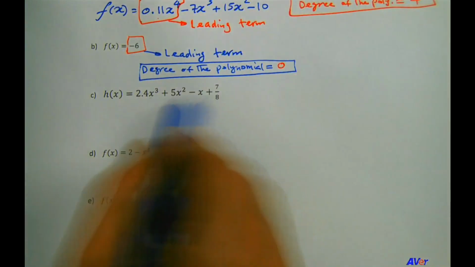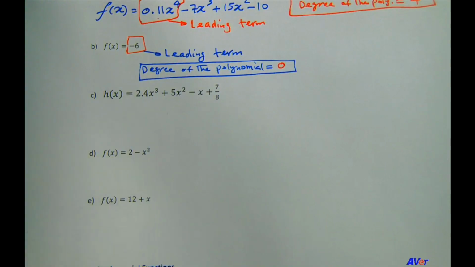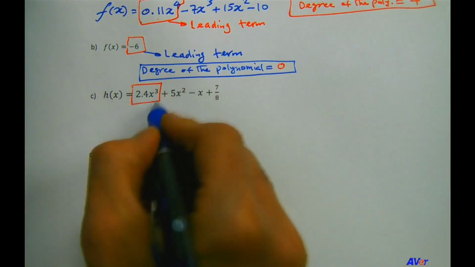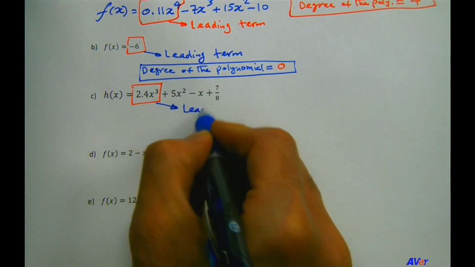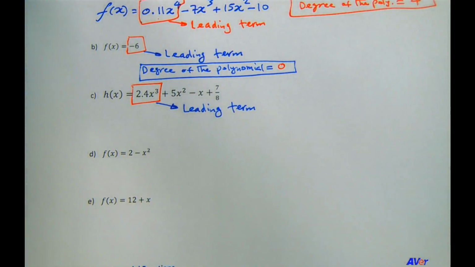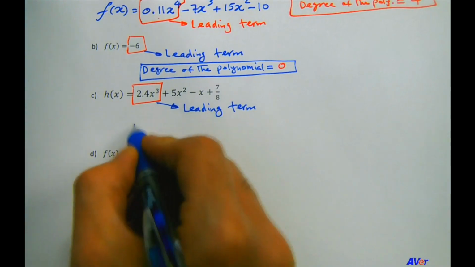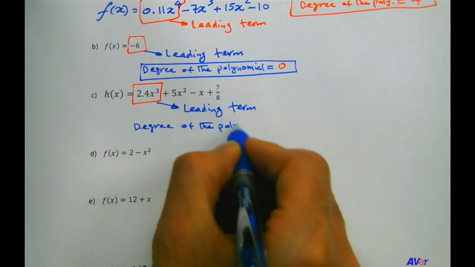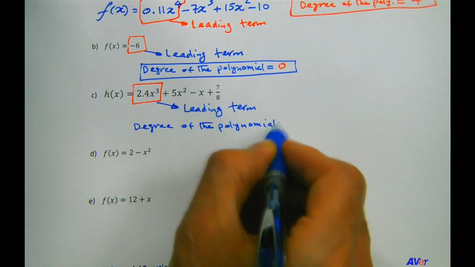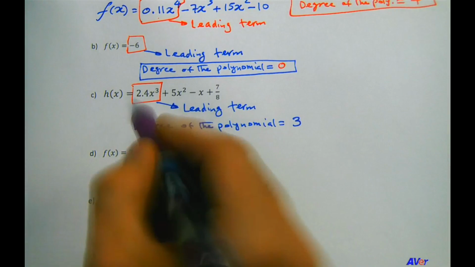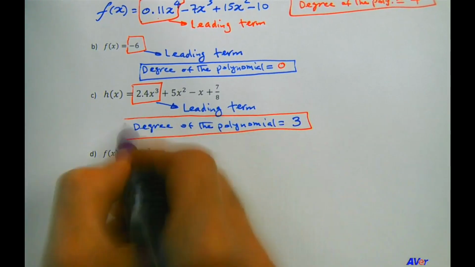Okay. Next one. The terms are in proper order, that's good. And the leading term is that one. And the degree of the polynomial is, of course, the highest power, 3. Okay, like that.